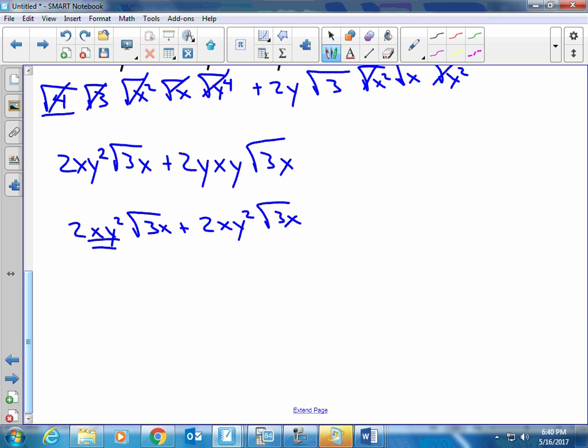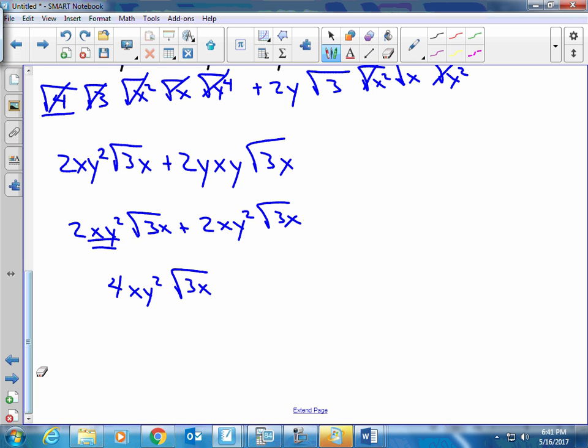So 2 plus 2 is 4. So we have 4xy squared on the outside, and leave the inside alone. The outside tells me how many square roots of 3x we have. The inside will not change when you add or subtract. Simply add or subtract the numbers that are out in front. All right. I think that's all of them.